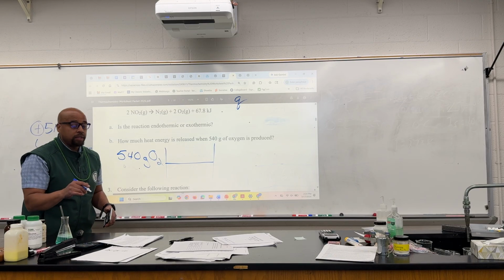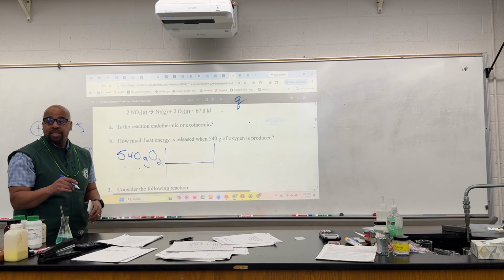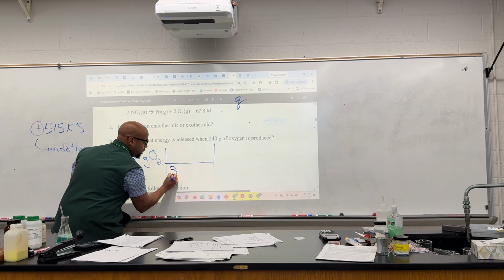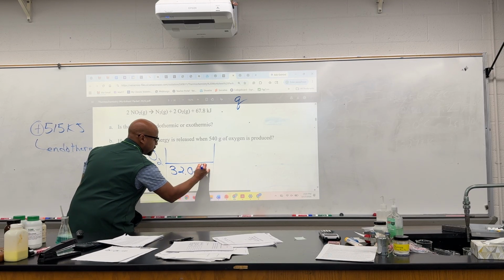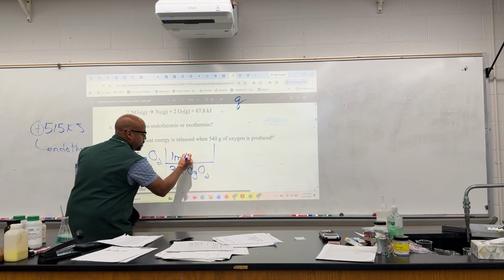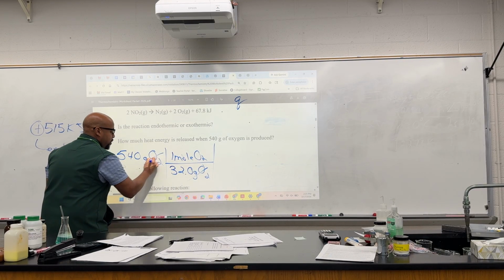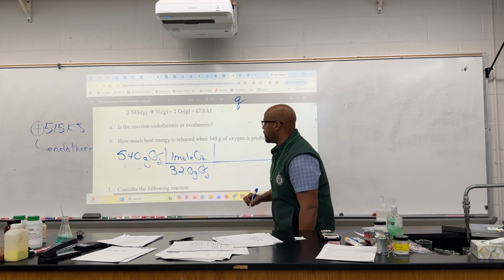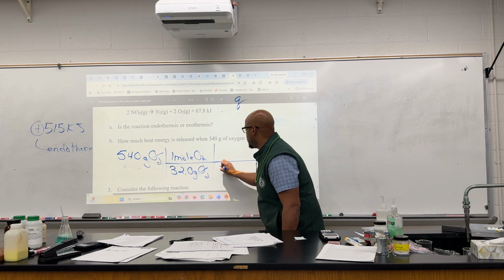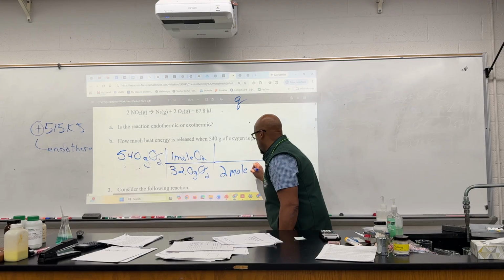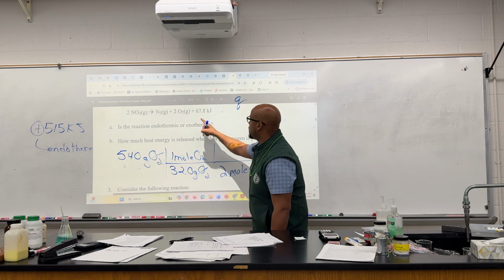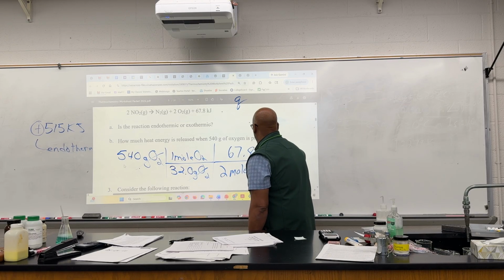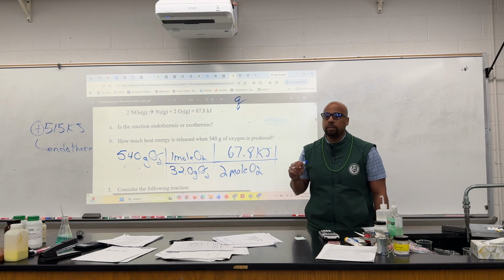So if we look at it, you're gonna go in here. You're gonna just simply do the following: 32.0 grams of O2 per every 1 mole of O2. But then what we gotta do is we gotta go through here. We gotta use our mole to energy ratio, right? And it shows us right here for every 2 moles of O2 that's gonna contribute in this case 67.8 kilojoules.